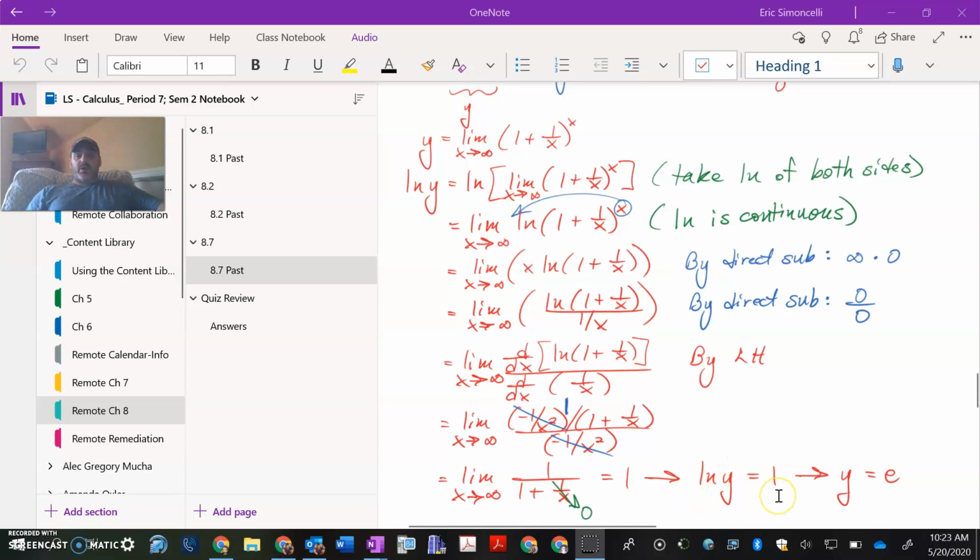I just got 1 on the right side. So if I took this equation and rewrote it in exponential form, the base is e. So e to the first power equals y. So this hopefully looks familiar to you. y equals e. The limit is simply e.